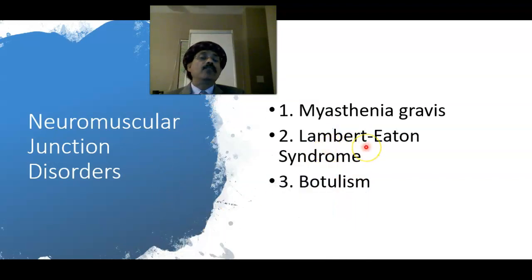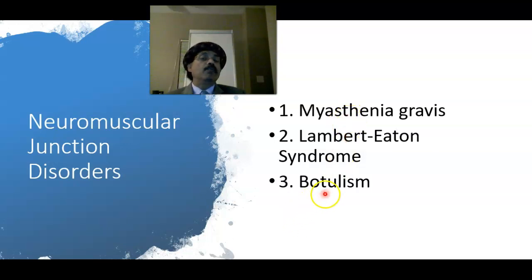So Lambert-Eaton syndrome is a problem of the antibody that is attaching to the calcium channel in the axon terminal or the presynaptic area. Myasthenia gravis is the formation of antibody against the acetylcholine receptor, that is the nicotinic receptors, on the postsynaptic membrane. Those are the ligand gated channels that are blocked by the antibody so that acetylcholine cannot work.